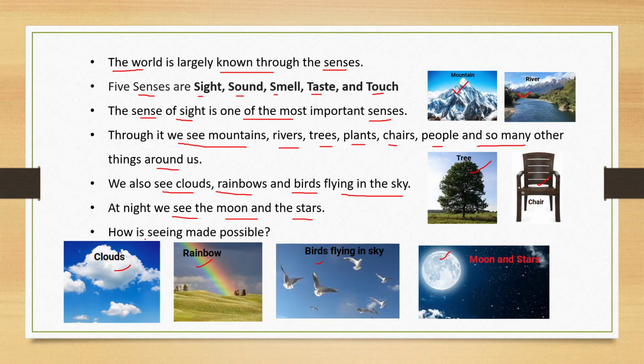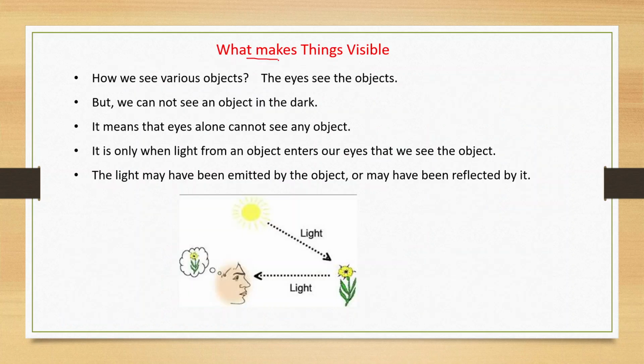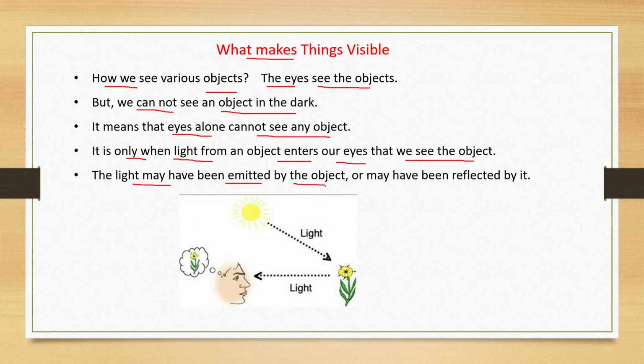Now the question arises, how is seeing made possible? What makes things visible? How do we see various objects? The answer is that the eyes see the objects. But we cannot see an object in the dark. It means that eyes alone cannot see any object. It is only when light from an object enters our eyes that we see the object. The light may have been emitted by the object or may have been reflected by it.